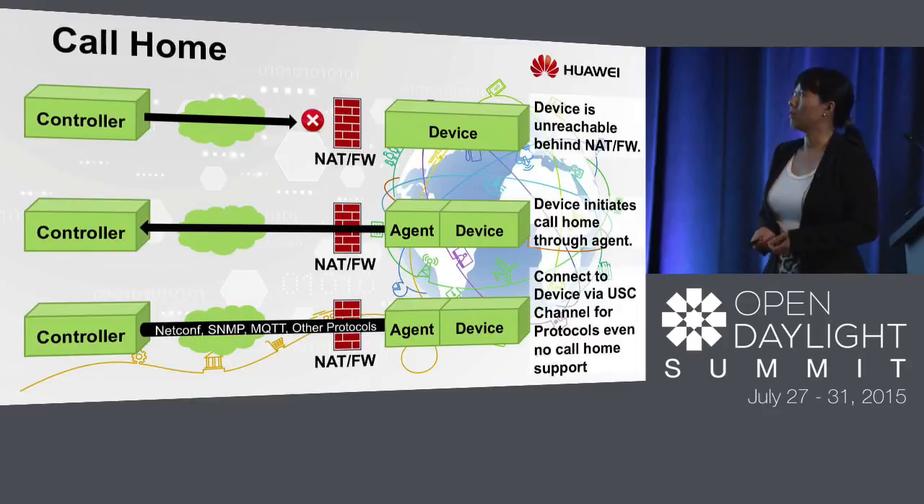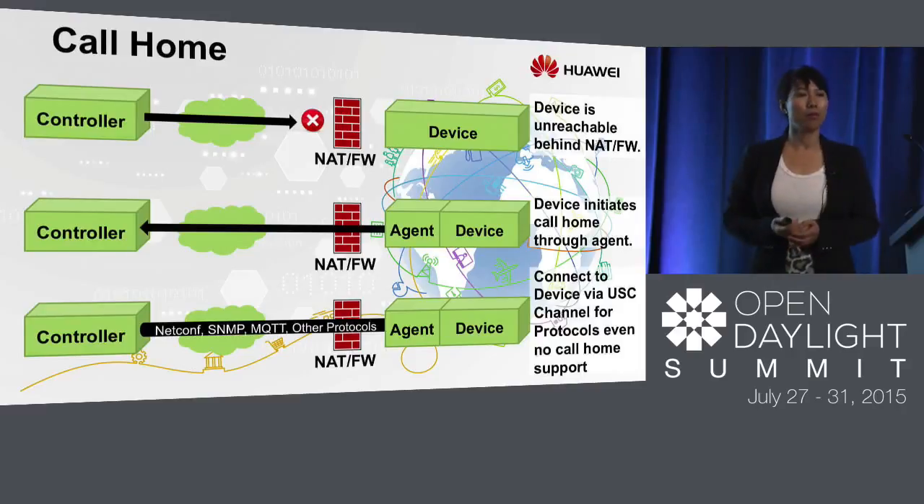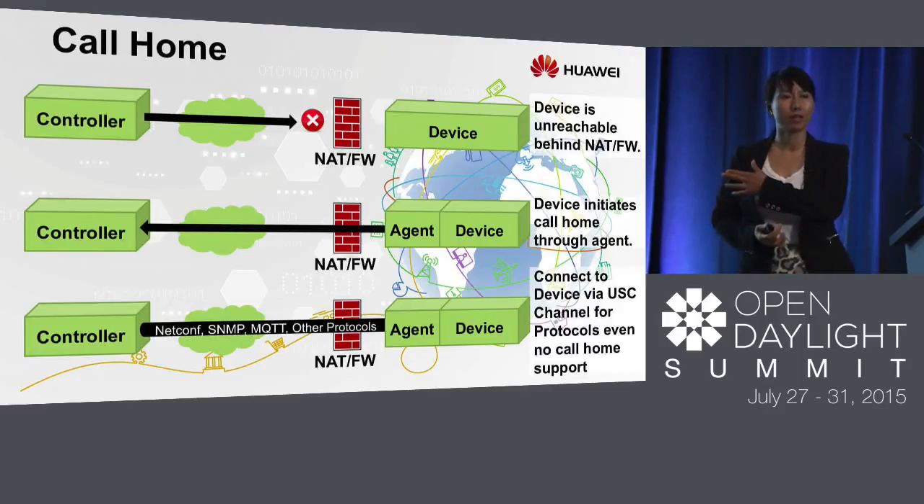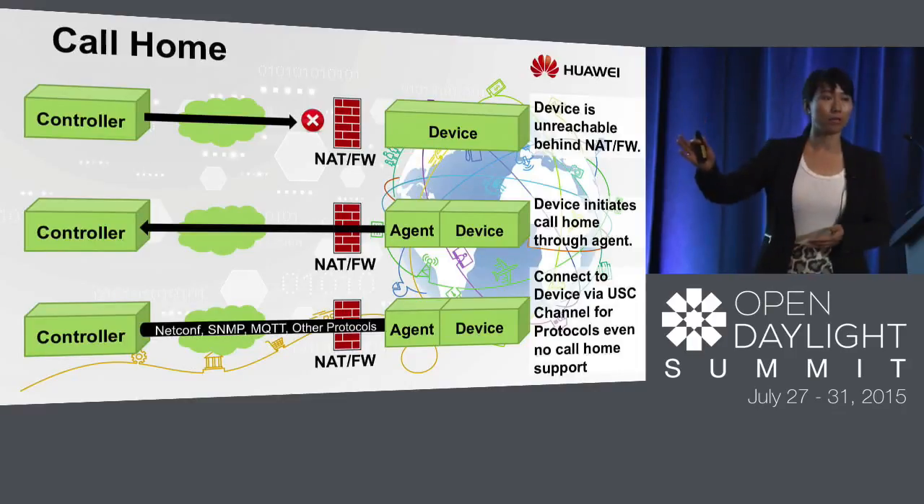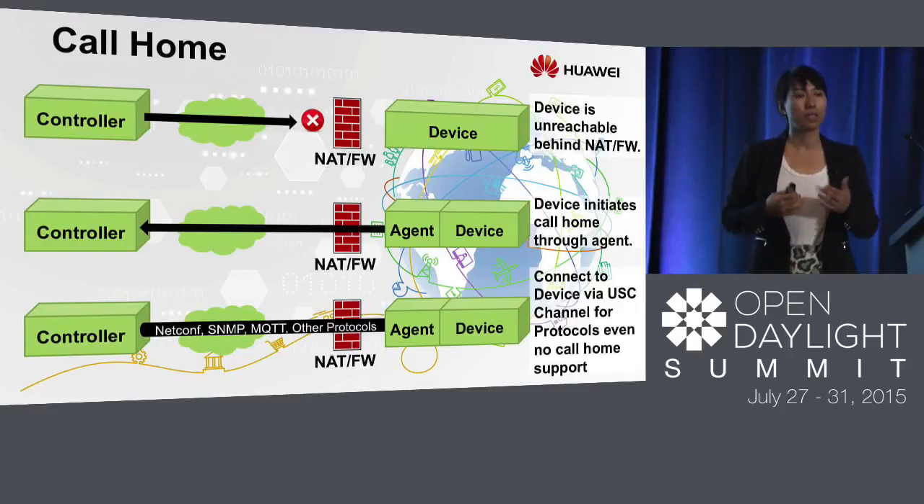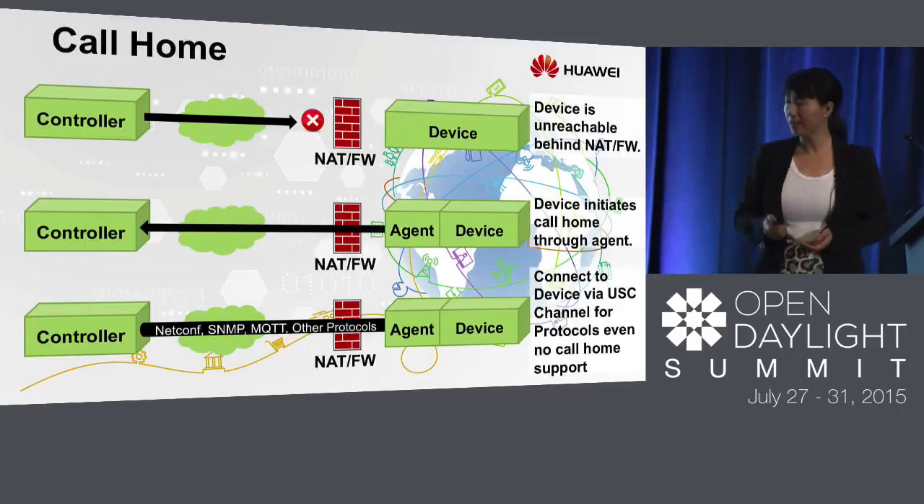Another one is call home. When the device sits behind a NAT or firewall, sometimes the controller cannot access the device. Also some devices or sensors inside your firewall don't even have IPs for the controller to communicate directly. So the communication has to be initiated by the device, calling out to the controller to say, hey, I want to connect with you. That is call home. Even if another protocol doesn't have call home defined, with the unified UAC you could get this feature.